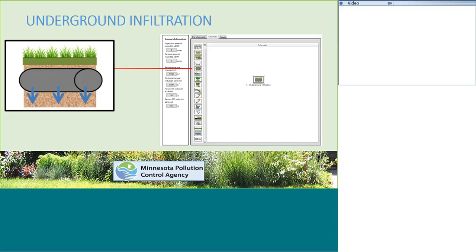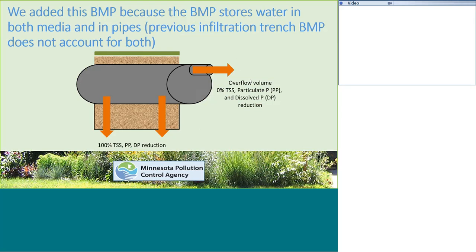All right. So on to the first BMP that we added. It's called underground infiltration. It looks like this on the toolbar. And you'll click and drag it later when we go through our example. We added this BMP because we had a previous BMP called something like infiltration trench, and the underground infiltration allows storage both within the pipe and in the media, and the previous infiltration trench BMP did not account for both of those, and so we felt we needed a new best management practice.